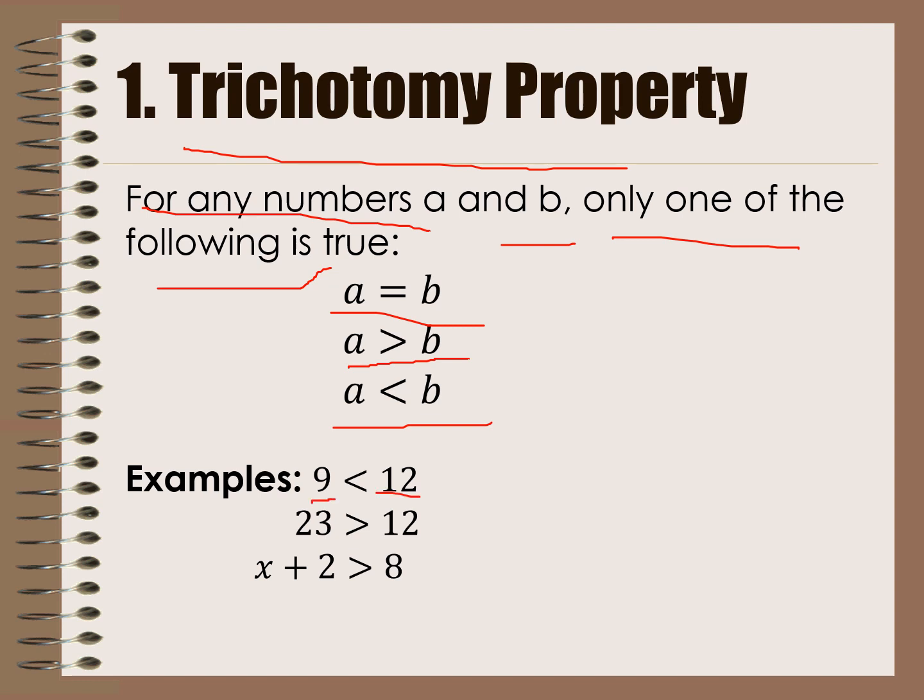9 is less than 12. Yes, it's correct. And what is the inequality symbol? It's less than. 23 is greater than 12. Yes, and what is the symbol? The inequality symbol is greater than. And then we have x plus 2 is greater than 8. What is the inequality symbol? It's only the greater than. So that is the trichotomy property. For numbers A and B, only one of the following is true: either A is greater than B or A is less than B.